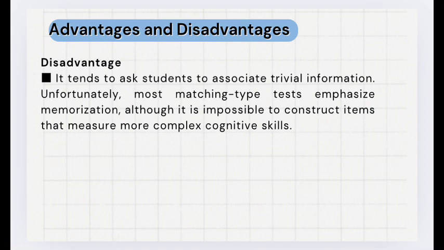So next is the disadvantage. It tends to ask students to associate trivial information. Unfortunately, most matching type tests emphasize memorization, although it is not impossible to construct items that measure more complex cognitive skills. It means that matching type is often focused on memorizing facts and neglecting to analyze, apply, or evaluate the information. This limits their effectiveness in measuring higher-level thinking skills.